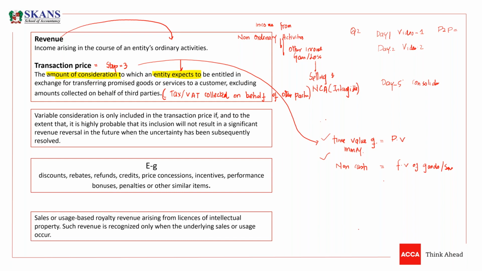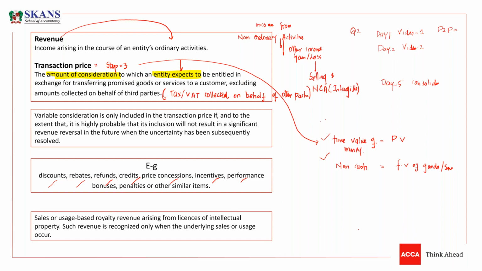And the last thing is variable consideration, that is a little relevant here. Variable consideration is a consideration that we don't know whether we will get this amount or not. Maybe this amount is contingent on a certain thing, so maybe there is an uncertainty. The examples are very simple: discounts, rebates, refunds, credits, price concessions, incentives, promised bonuses, penalties, or other similar items.